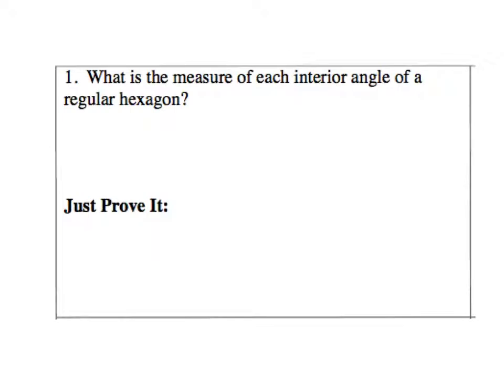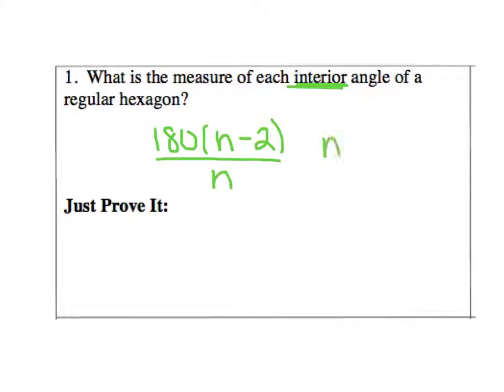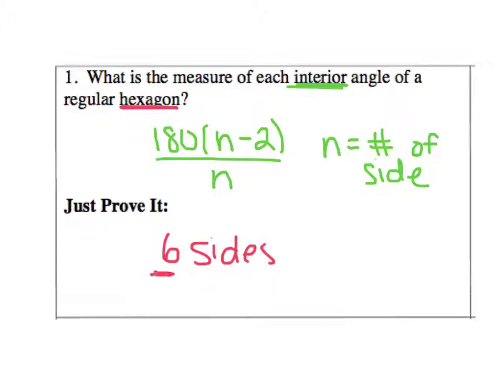Okay, so let's look at problem number 1. What is the measure of each interior angle of a regular hexagon? Well, we know that the formula to find the interior angle of a regular polygon is 180(n minus 2) divided by n, where n is equal to the number of sides. Then you know that a hexagon is a shape with 6 sides. So you're going to plug in 6 for n in the equation above to get your answer.